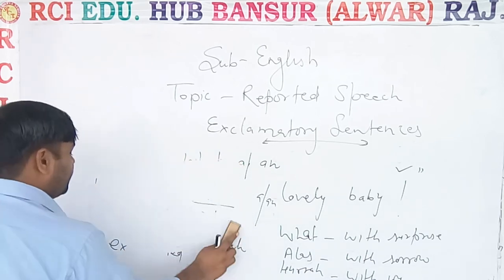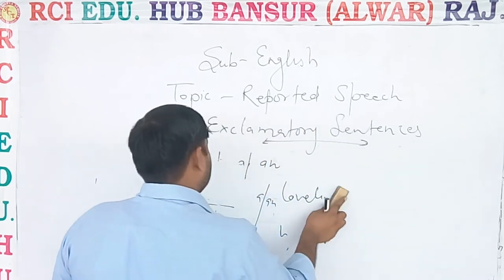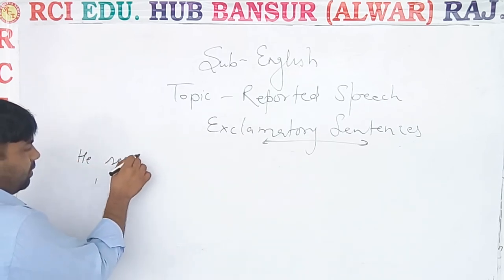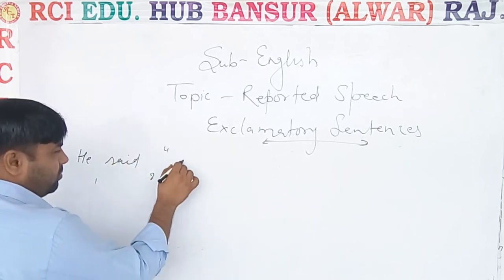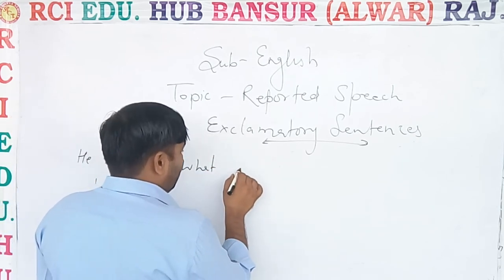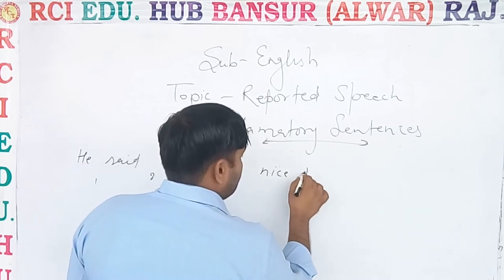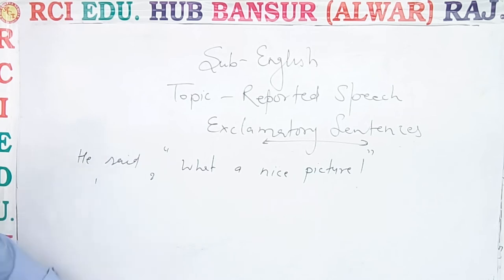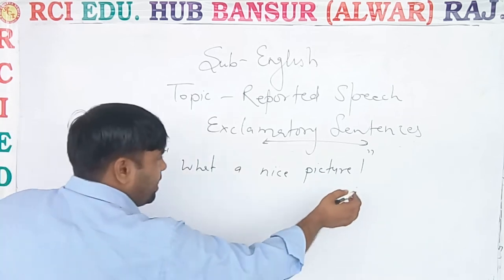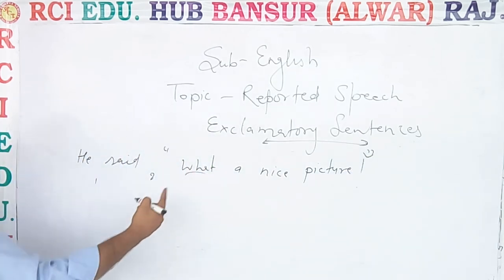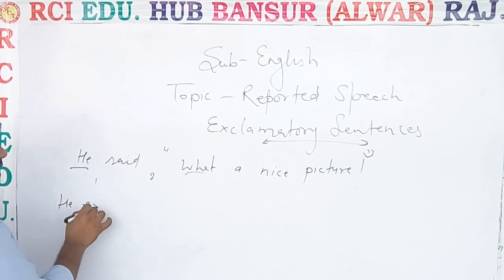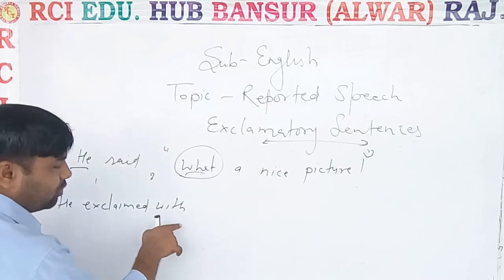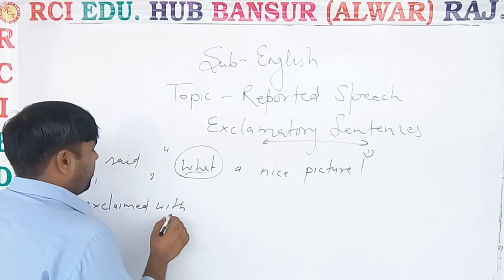Okay, we'll take an example. He said, "What a nice picture." Now students, it is an exclamatory sentence because the sign of exclamation and "what" are also given. After that, "said" will be "he exclaimed". If "what" is given, then with surprise. If "alas", then with sorrow. "Hurrah", then with joy. Now it is surprise.